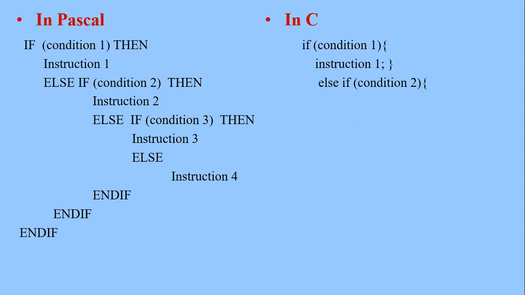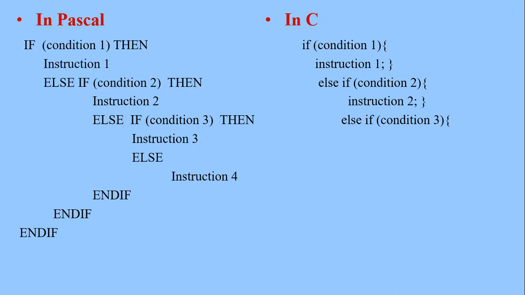As you can see, my dear students and the rest of the learners, for condition 1, we have the left brace, and at the end of that instruction, that statement, we have the right brace. Else, if condition 2, we have an opening brace, and at the end of instruction 2, we have the right brace or the closing brace.